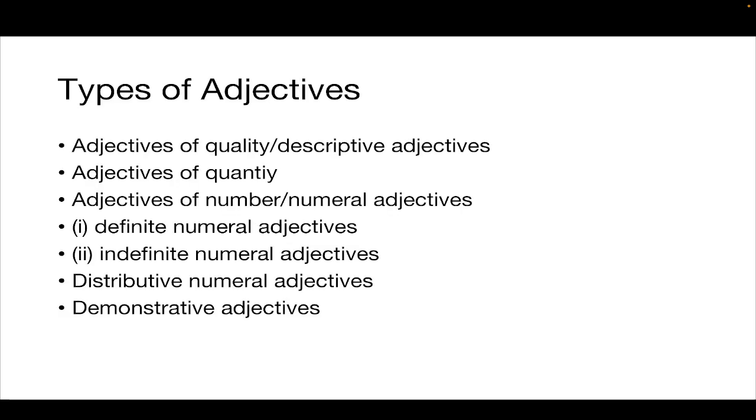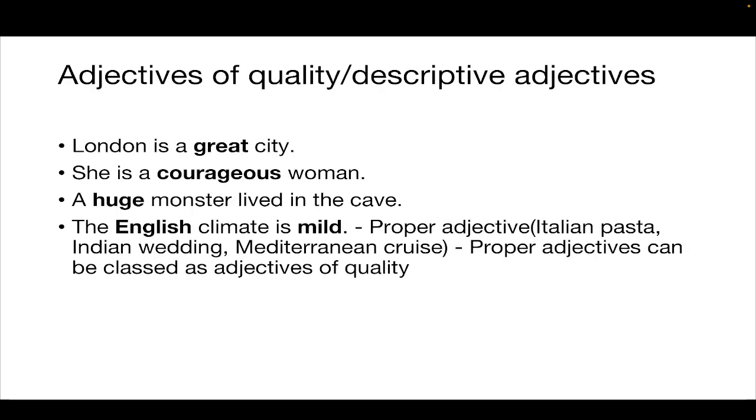There are various kinds of adjectives, such as adjectives of quality, adjectives of quantity, adjectives of number, which can further be classified as definite numeral adjectives, indefinite numeral adjectives, distributive numeral adjectives, and demonstrative adjectives. Adjectives of quality, to begin with, are also called descriptive adjectives. For example, London is a great city. So you're describing the quality of a city. She is a courageous woman. A huge monster lived in the cave. The English climate is mild.